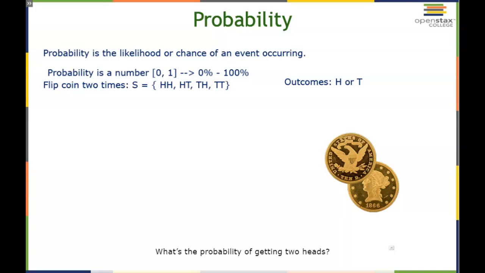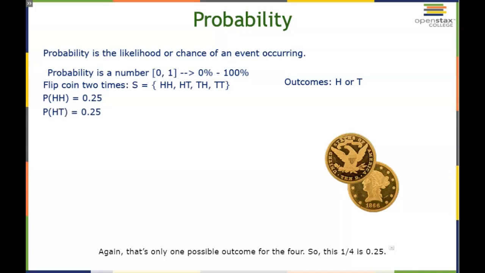What's the probability of getting 2 heads? 2 heads, HH, is only one of the possible 4 outcomes, so 1 divided by 4 is 0.25. What's the probability of a head first, then a tail? Again, that's only one possible outcome of the 4. So that's 1 divided by 4, which is 0.25.